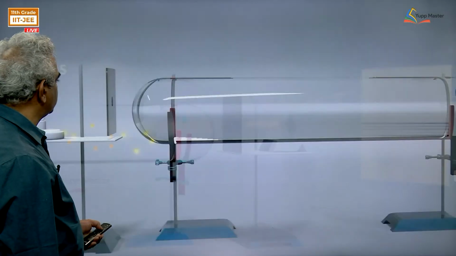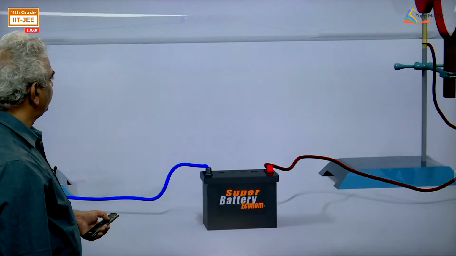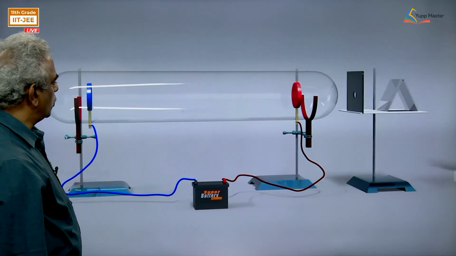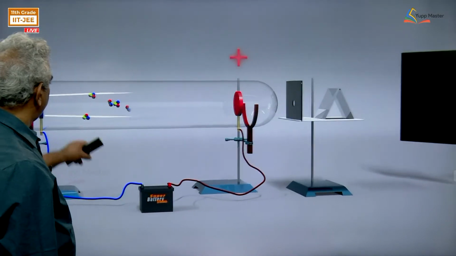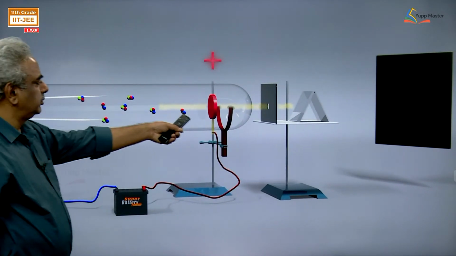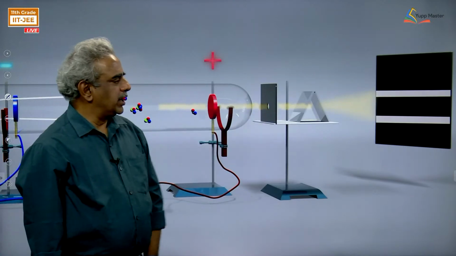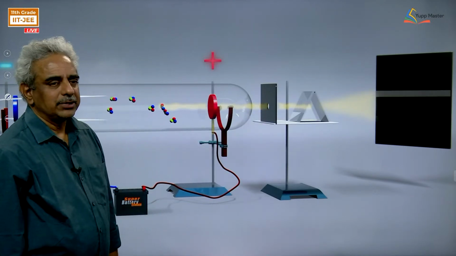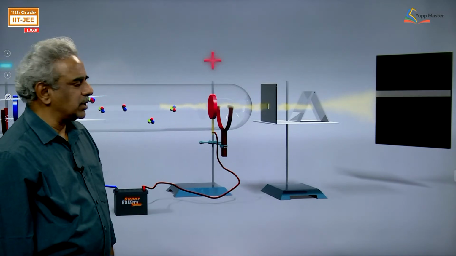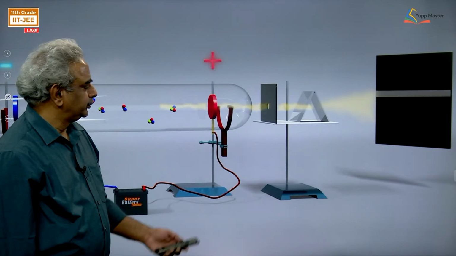See once again atoms, now molecules. See, these are all molecules. Now discharge, radiation, you are getting bands. So, that is a band spectrum. See the beauty of formation of a spectrum.